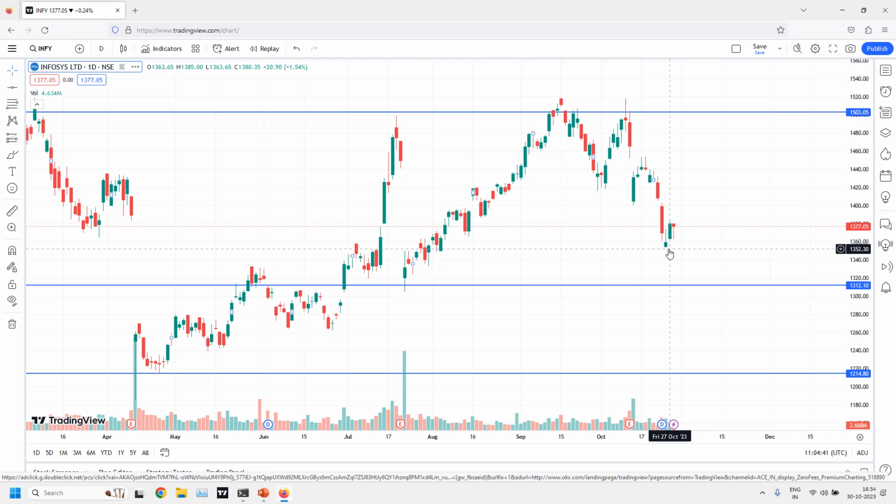Always remember, without understanding the trend, you should not buy. You have to buy only if the trend is an uptrend. You have to sell only if the trend is a downtrend. We can also do buying and selling against the trend. For that, you need to understand advanced strategies.